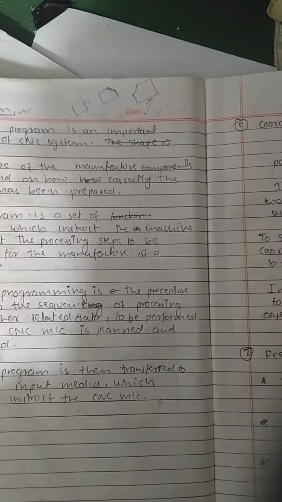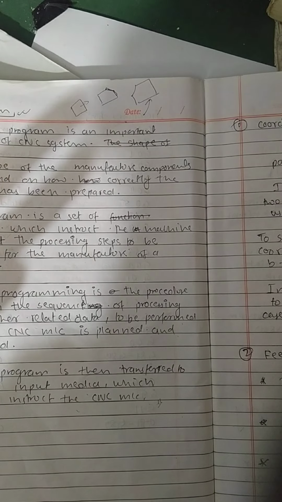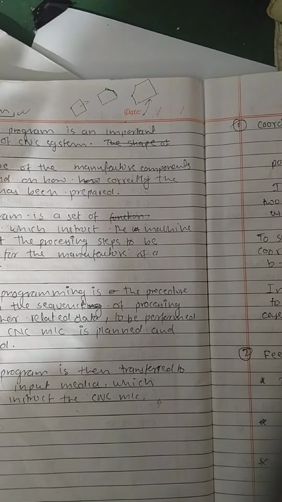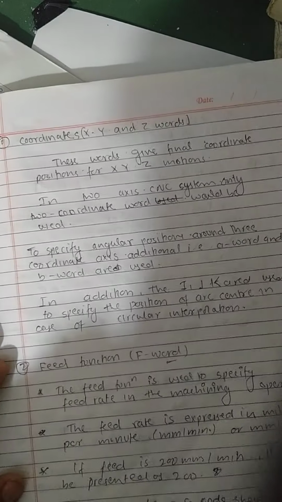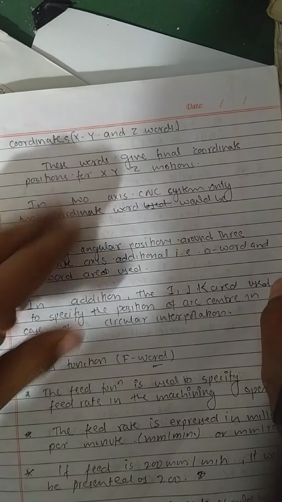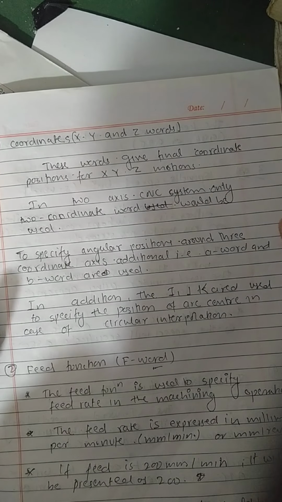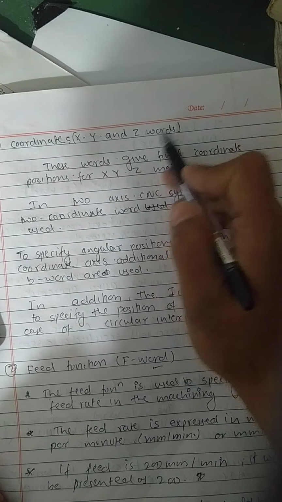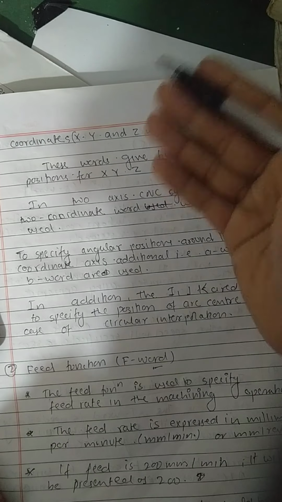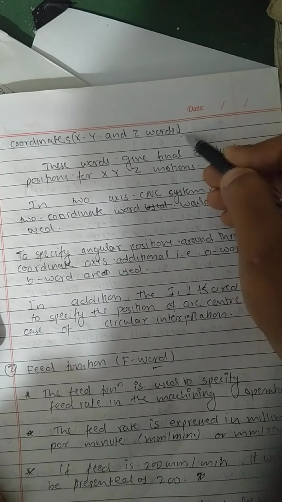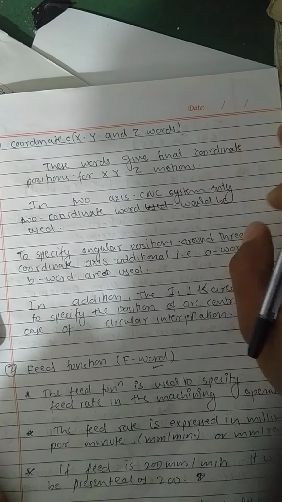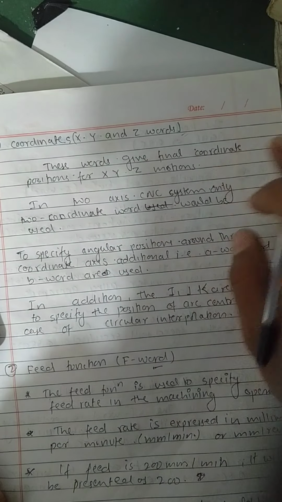Okay, there are some things that we have to know about. First of all, let's talk about coordinates. What are coordinates? Coordinates are x, y, and z. We can simply say that coordinate x, y, and z words. These words give the coordinate position for the x, y, z position.